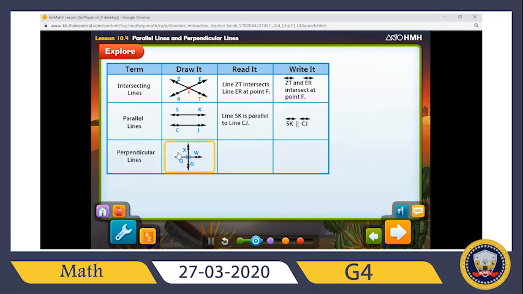What about perpendicular lines? Perpendicular lines are a kind of intersecting lines. They also intersect at exactly one point. But when they intersect, they also construct four right angles here. This is the difference between perpendicular lines and intersecting lines. Remember, in intersecting lines, I cannot see any right angles. But perpendicular lines cross at exactly one point and they construct four right angles.